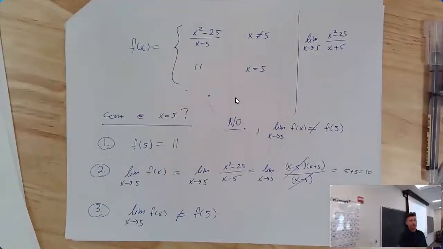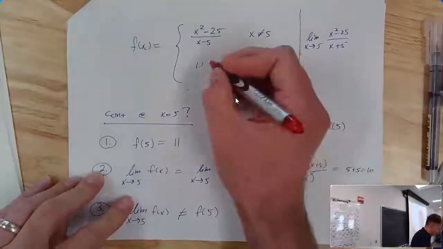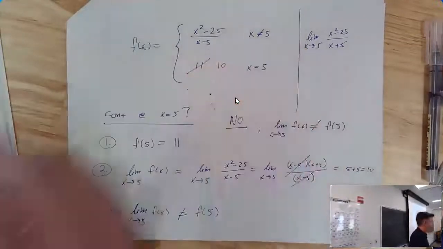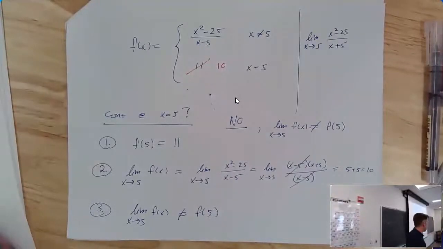Now, what some people occasionally ask is, how could you move one point on this function so that it was continuous? Well, we could change this point (5, 11) to be (5, 10). That would make it continuous.